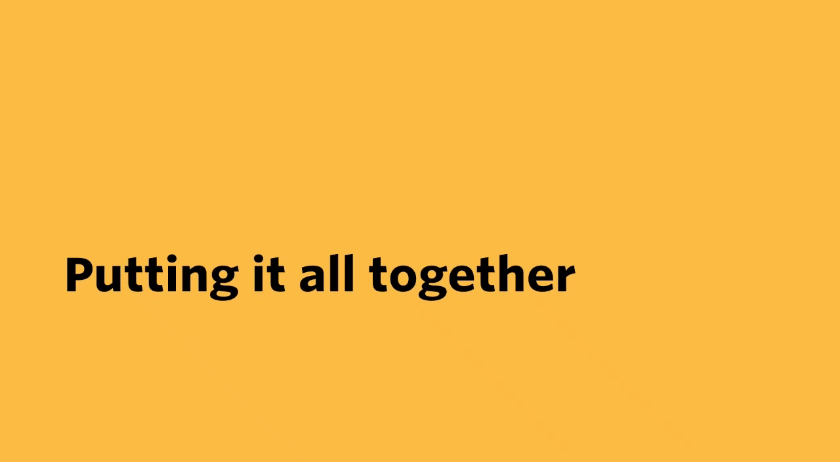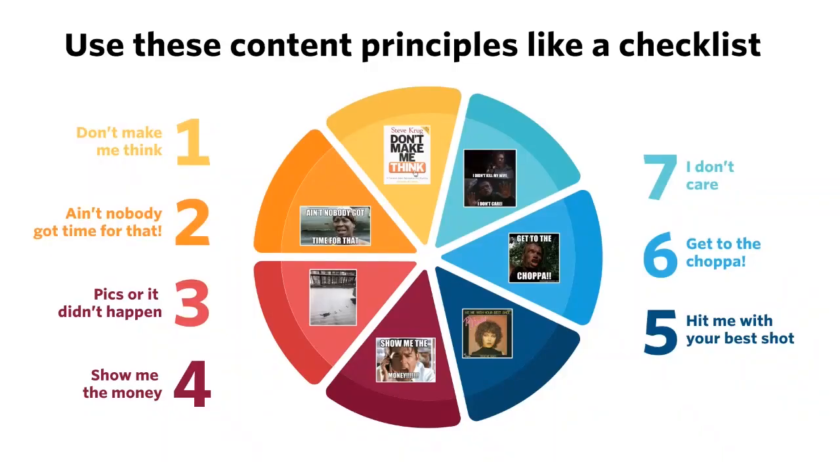So let's wrap it all up and put it all together. We're not going to wrap it into a bow. We'll put it in a wheel instead. So these principles that I've gone through, try and use them like a checklist, right? First, don't make me think. Did you front load your important words? Did you get rid of the fluff at the beginning? If you were writing a blog post, did you use headings? Did you use bullet points and bold text and callouts and pictures and a whole bunch of different things?